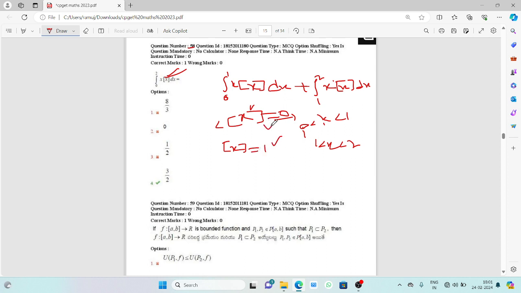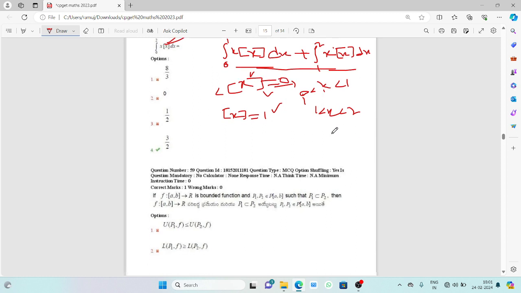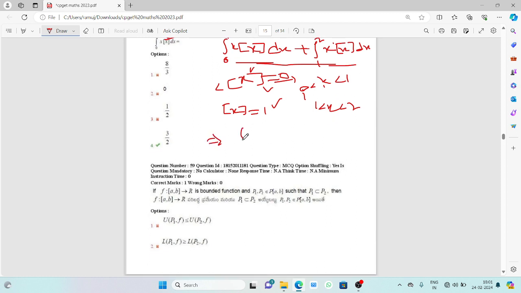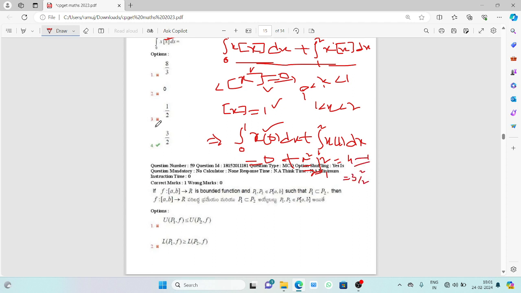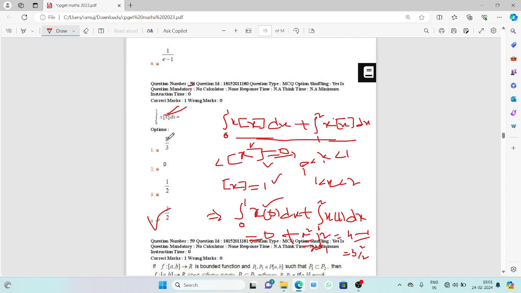If you substitute these two values in the broken integration, you will get integration from 0 to 1 of x into 0 dx plus integration from 1 to 2 of x into 1 dx. If you simply integrate, the first part goes to 0. So 0 plus the integration of x, which is x square by 2. If you apply the limits 1 comma 2, you will get (4 minus 1) divided by 2, that will give you 3 by 2. So that is the correct option. The fourth option is the correct one for this 58th question.